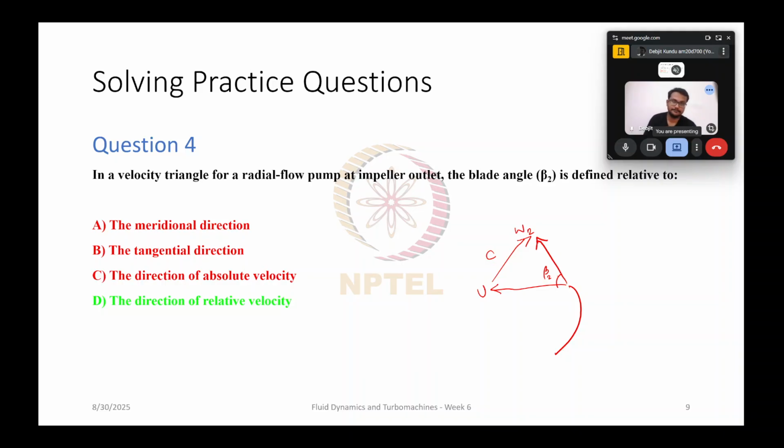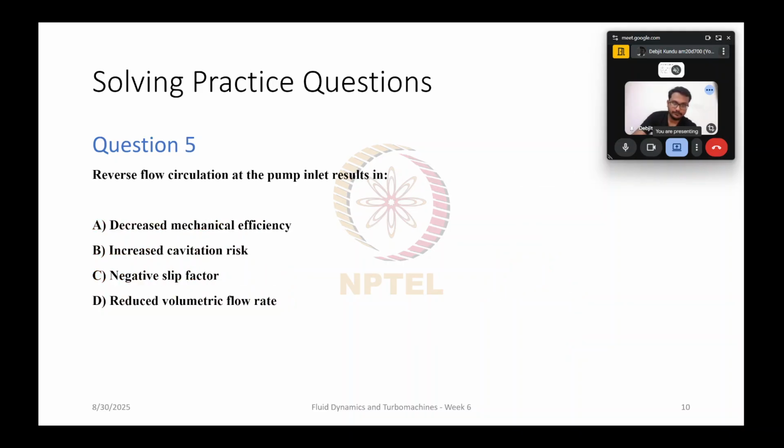Okay, we'll move on to question number 5 now, which is asking us that reverse flow circulation at the pump inlet results in what? Option A, decreased mechanical efficiency. Option B, increased cavitation risk. Option C, negative slip factor. Or is it option D, reduced volume flow rate?